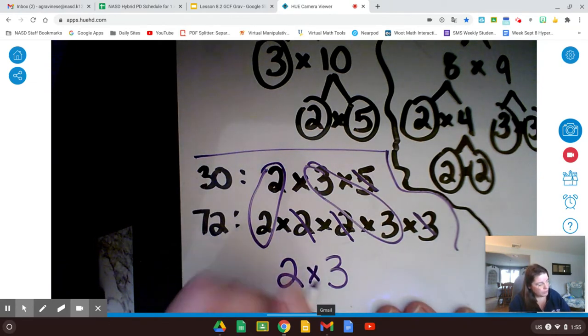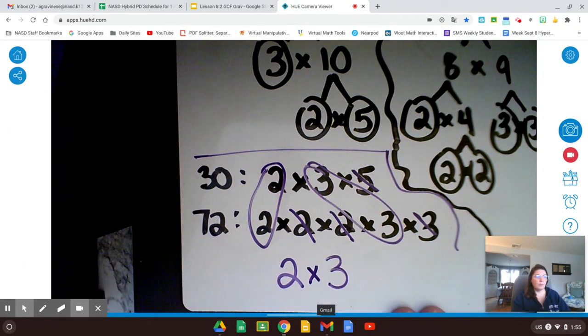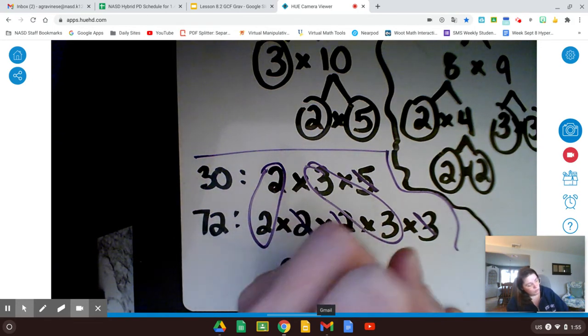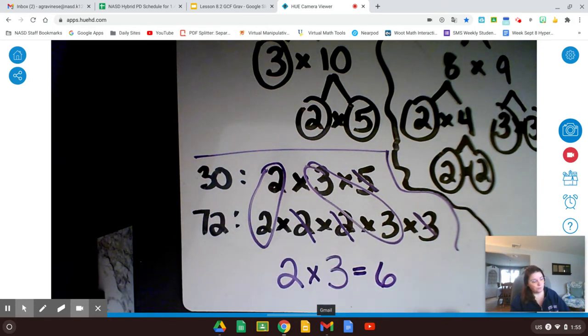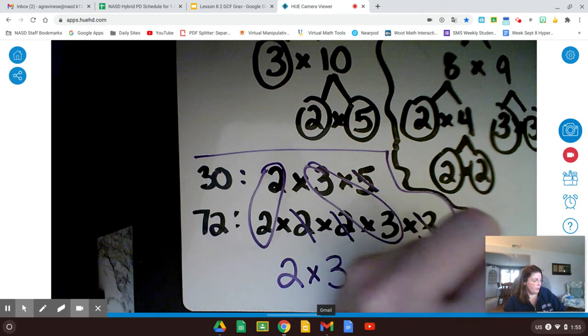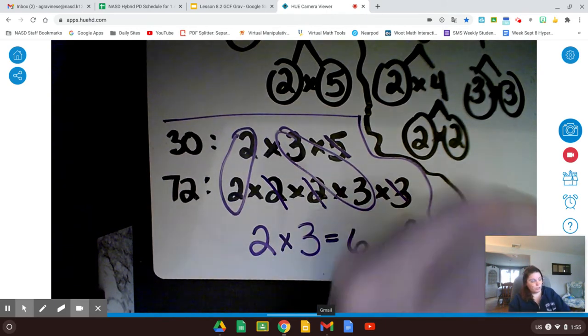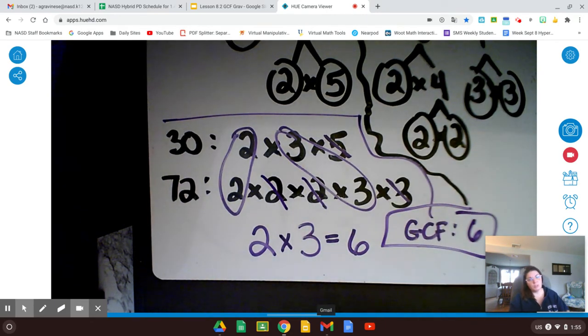So to find the GCF, I multiply those common primes. And 2 times 3 equals 6. So the GCF of 30 and 72 equals 6. They can both be divided evenly by 6, and that's the greatest number that I can evenly divide them by.